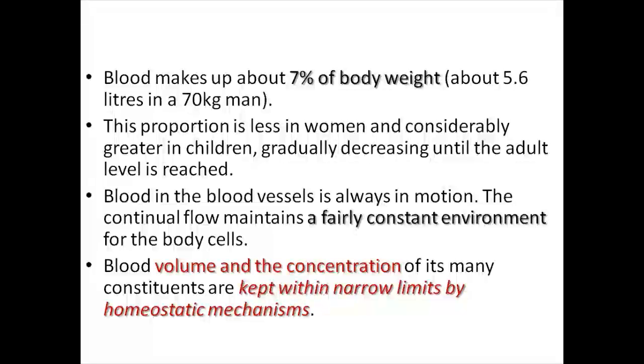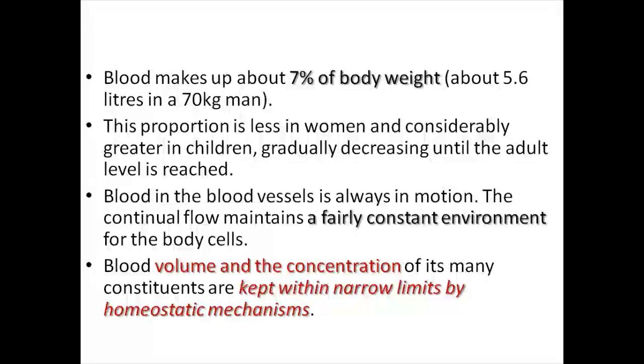So, as we compare men and women, women are considered to have less blood compared to men because of the different reproductive demands or changes they have. That is to say, the menstruation period they have involves loss of blood. But it also varies with age, whereby children are considered to have a greater amount compared to adults. How? It's because of different factors.